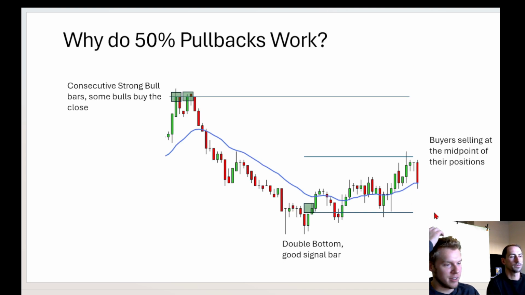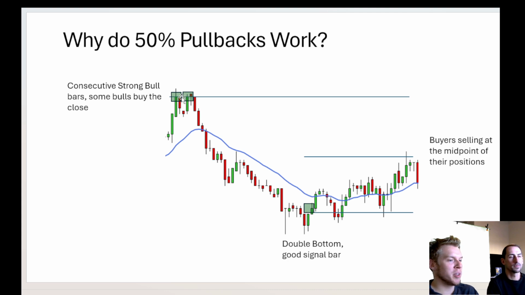It could be kind of a philosophical question, or you might say, "Okay, I get that there's math involved, like it's 50% back, but why does that work? What's actually happening to make that work?" Well, what people will do, let's say the market's going up, they will buy the close of bull bars. So they'll buy here, or they'll buy here.